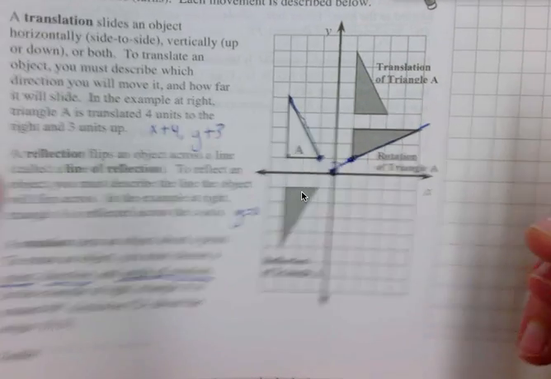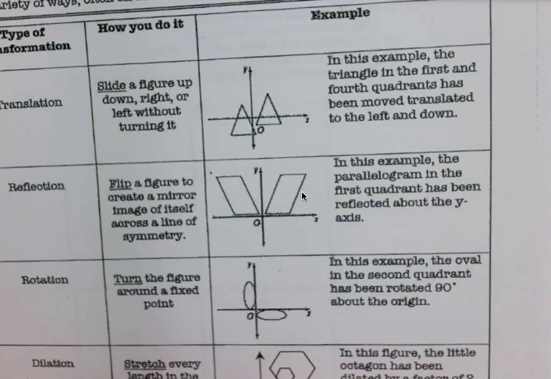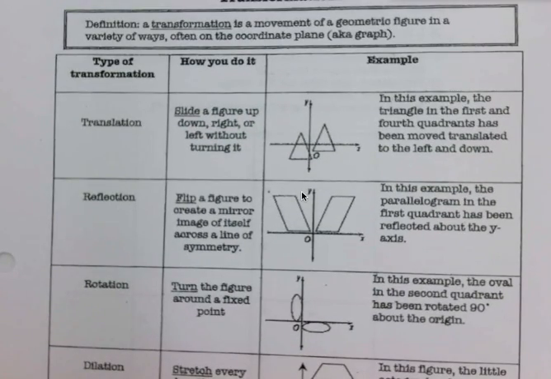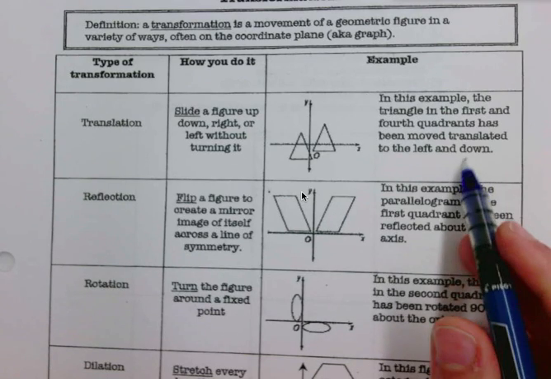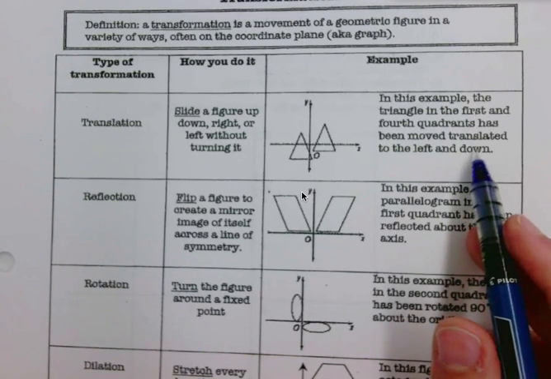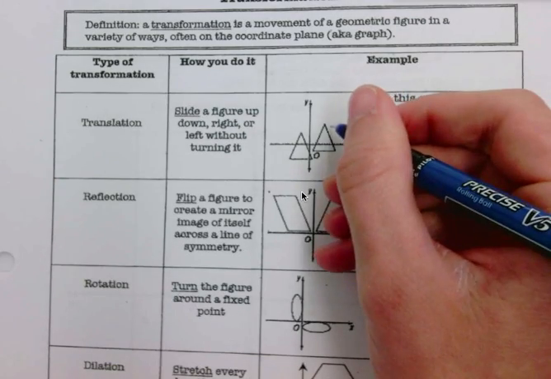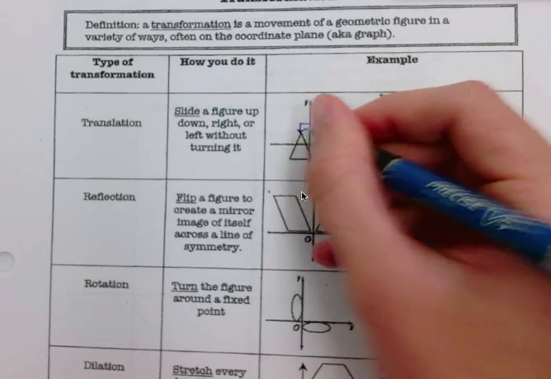So when we look at the toolkit page that I gave you, we've got definitions for each of the transformations. A definition of a transformation in general is just a movement of a geometric figure in a variety of ways, often on the coordinate plane or a graph. So a translation is a slide. In this example, the triangle in the first and fourth quadrant has been moved or translated to the left and down. So it started here and it moved over and down.